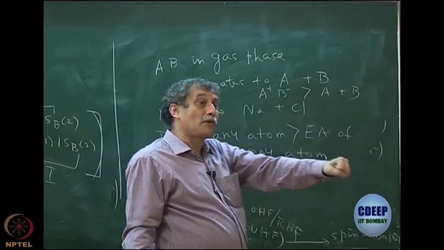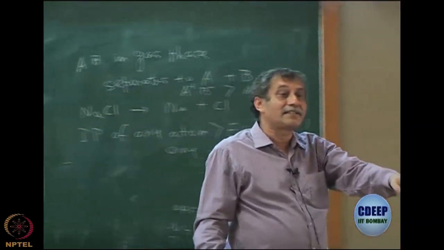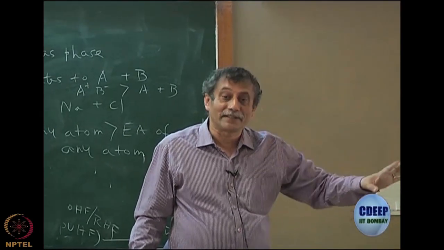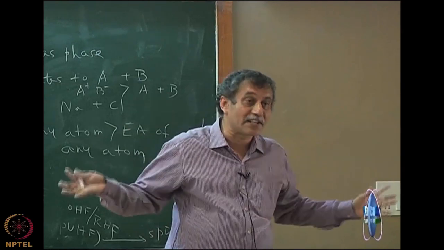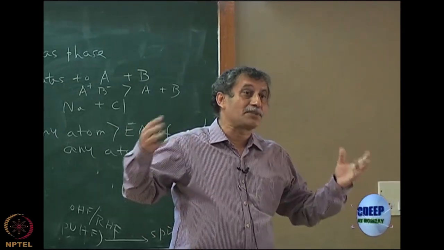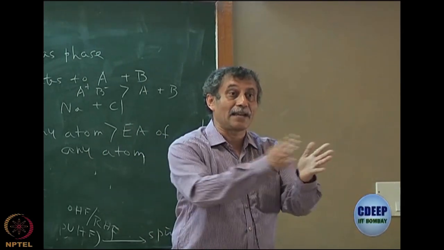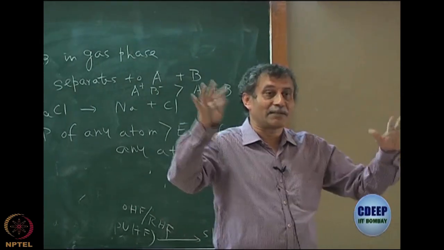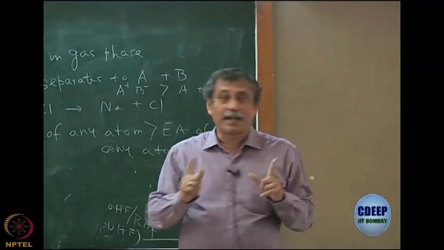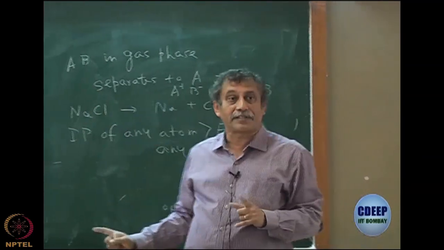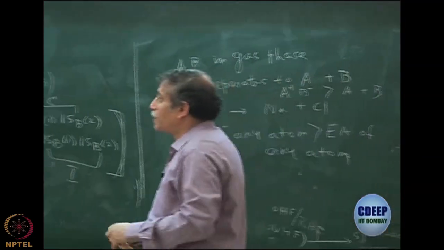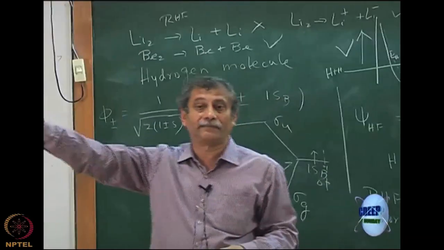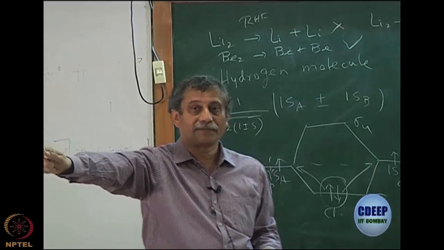But what you know, of course, sodium chloride as Na plus Cl minus is in water. There, something else is happening because of solvation effects. Because of H plus, OH minus, they are stabilizing the ion-ion pair. So that's an extra thing. But in gas phase where there is nothing else, and our calculations are all in gas phase, remember, it becomes A plus B. So of course, Li2 will go to Li plus Li and RHF will fail for the ground state.